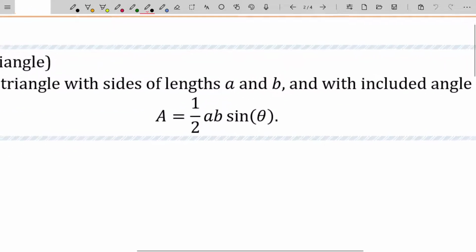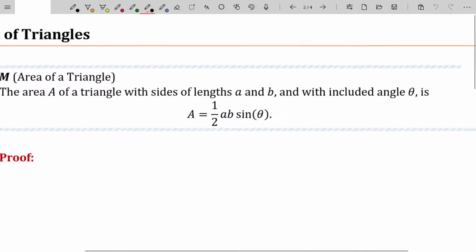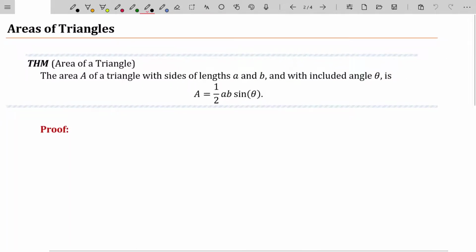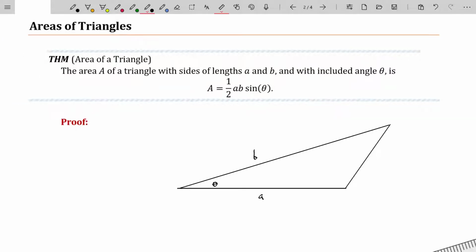This area formula is actually more important than most people think. It does come up quite a bit in mathematics, so it's good to really get nailed down this theorem. Now, rather than proving it for a right triangle, which would be silly because that's way too specific, I'm going to prove it for an obtuse triangle. That's actually the harder proof, but this proof works for all triangles. The arguments are going to be the same no matter what.